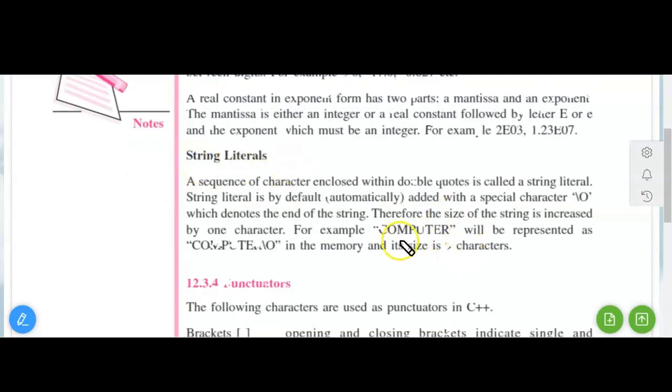String literals. That means, see, this is a string. It's not a single character. Multiple characters are there, but this way it is enclosed, so it means it is a string. And it takes up space in the memory for each character. See here, computer: 1 2 3 4 5 6 7 8, plus 1 for the null character, so it is only 8 characters in total. So this is the way string characters are stored in memory. It has a special character \0.